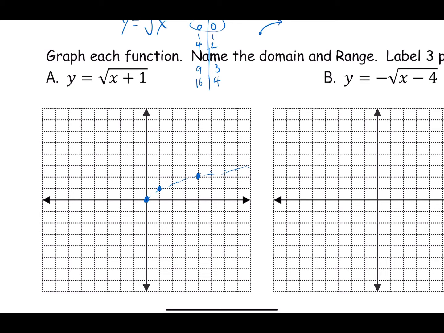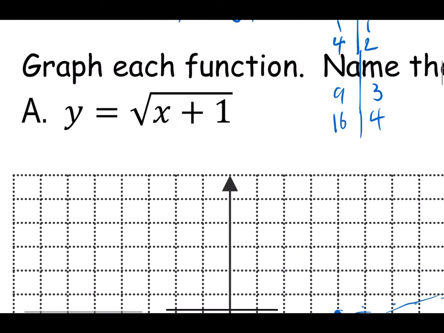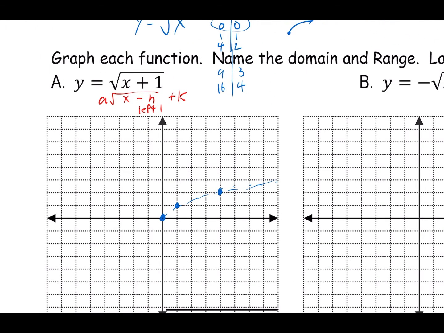And just like usual, what have we done to it? We've moved it left 1, because that's our h value on the inside. A, h, and k. And because we were a plus 1 on the inside, we went left 1. And because there's no horizontal stretch or compression, all we really got to do is move the vertex, the origin, left 1. And then plot every point that we are supposed to.